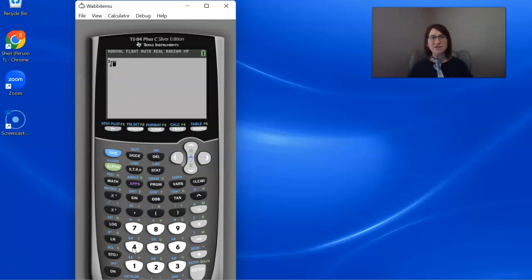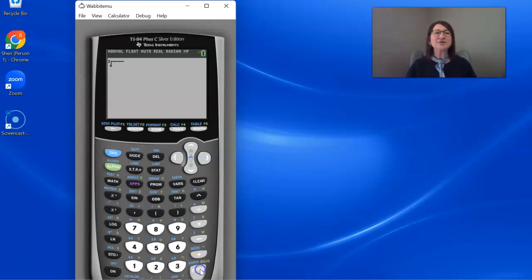And our first example, we're looking to see whether 125 is a perfect cube. So I'm going to go ahead and punch in 125. So it's looking to see, can I take the cube root of 125? That's what that is asking.